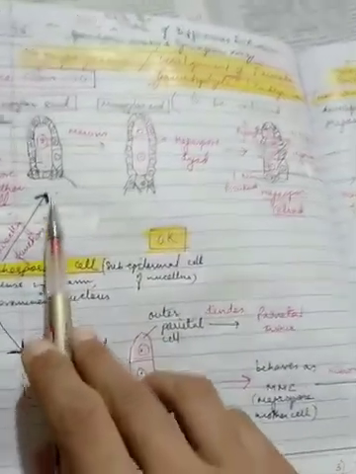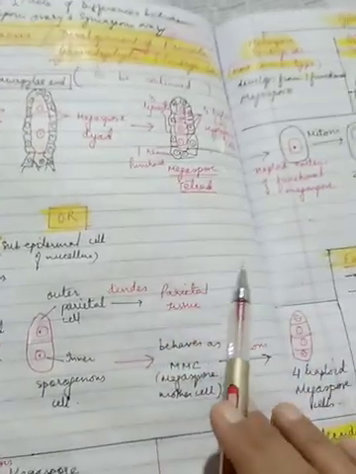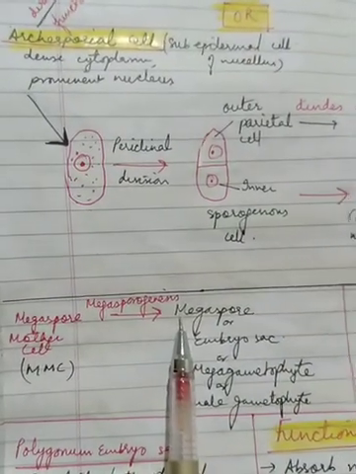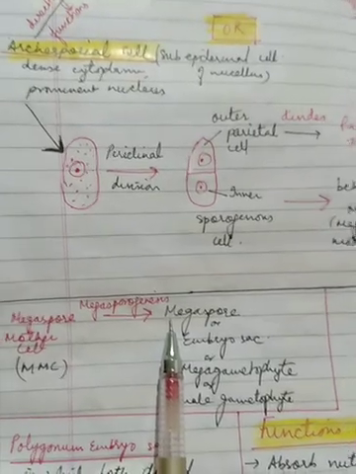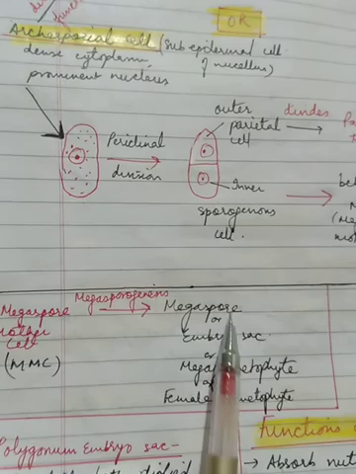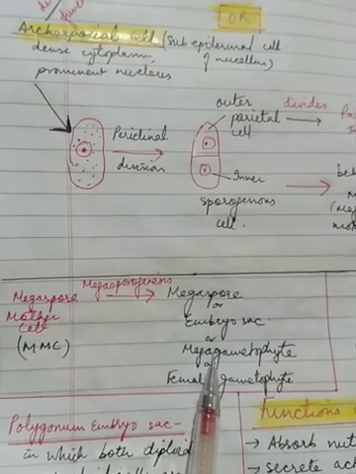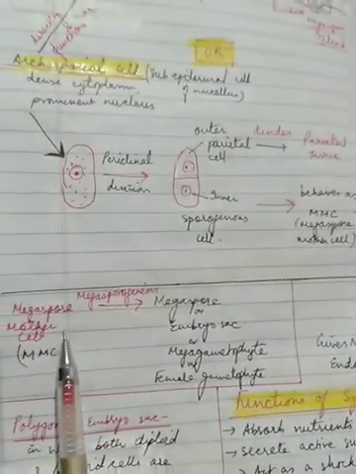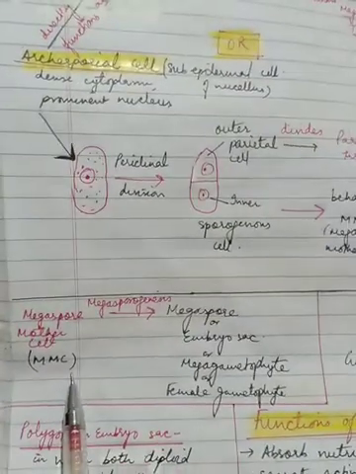So what is this formation of the female gametophyte called, children? It is called megasporogenesis. So what is the definition of megasporogenesis? The development of megaspore or embryo sac or megagametophyte or female gametophyte from the megaspore mother cell, what we call as MMC. I hope you understood.